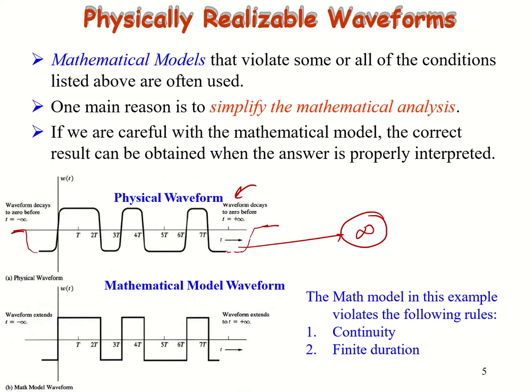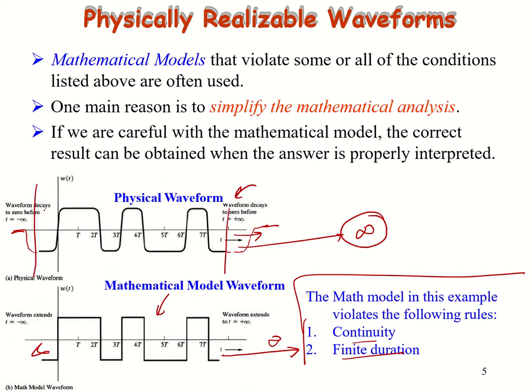But in actual analysis we use the mathematical model of the waveform. So this is the equivalent mathematical model. The first assumption we make here is that this waveform is continuous, so it goes continuously like this till infinity and minus infinity. So the mathematical model violates two basic conditions, the continuity and finite duration. These are basic properties of the physical signal. They are not continuous till infinity, they have a finite duration. But in the mathematical models the signal usually goes till infinity and doesn't have a finite duration.